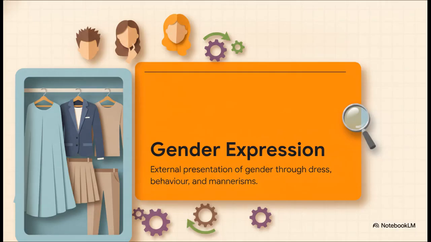Our third pillar is gender expression. If identity is internal, well, expression is external. It's simply how you present your gender to the outside world, right? This comes through in your choice of dress, your behavior, your mannerisms. And a crucial point here, this outward expression might align with the societal expectations usually tied to your assigned sex, but it totally might not.